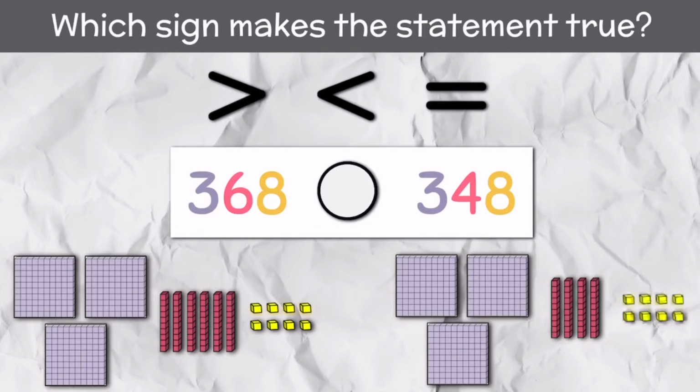So if we look at our hundreds, we have 300 for both. If we look at our tens, we notice that 368 has 6 tens, which is 60, and 348 has 4 tens, which is only 40. We know that 60 is greater than 40, so we don't even have to look at our ones. We know that 368 is greater than 348 because 6 tens is greater than 4 tens.